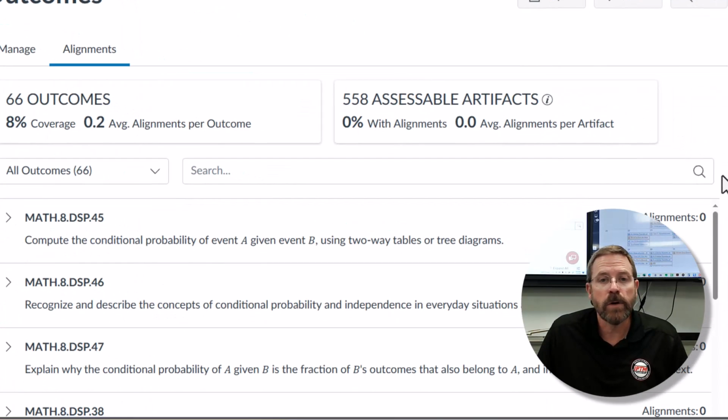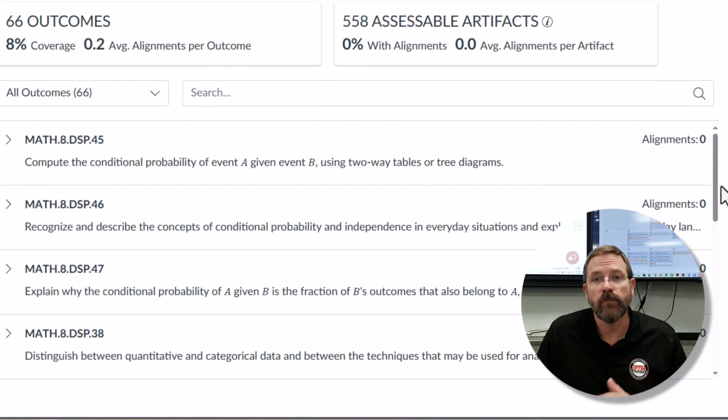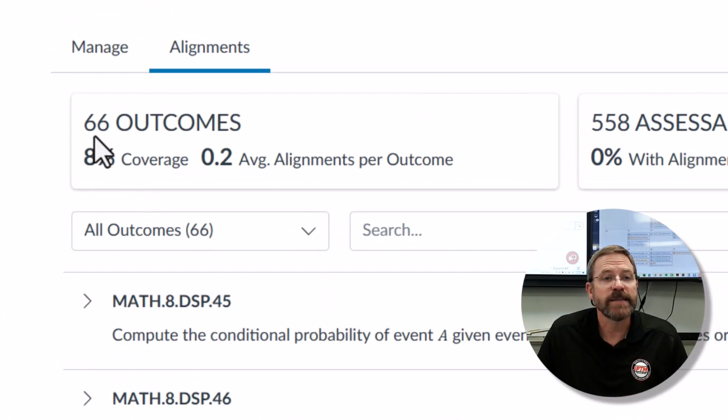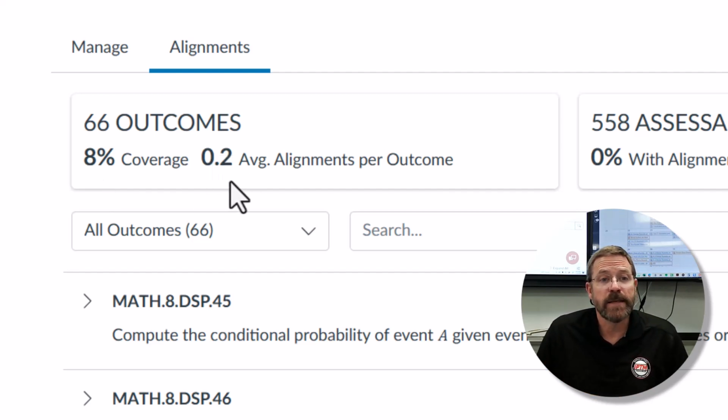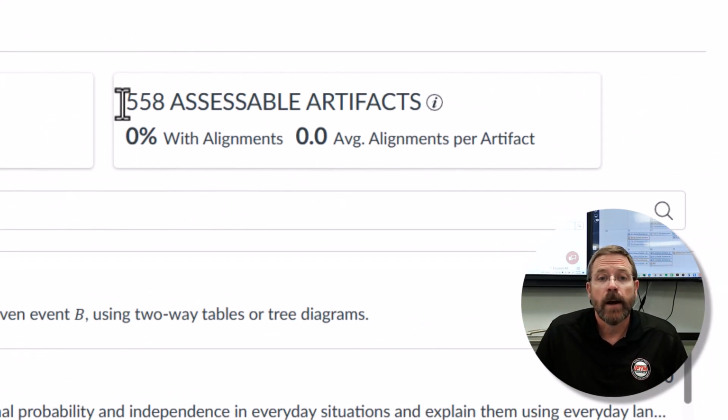And now we're going to see a bunch of information. First thing we've got, 66 outcomes. That's all of those main standards that we've got in 8th grade accelerated math, and we have covered 8% of them. So 8% of the standards I now have an assessment of some type going with. I honestly don't know what this is. I'm going to say that it's 20% of the alignments per, I don't know. That part makes no sense to me.